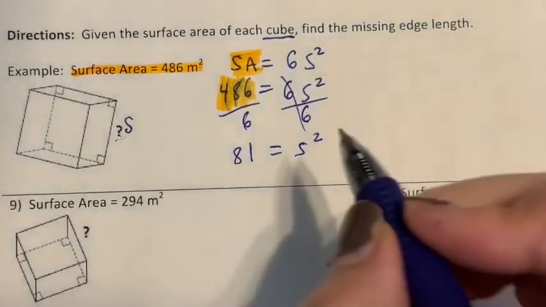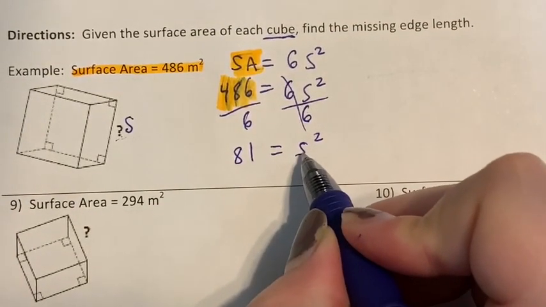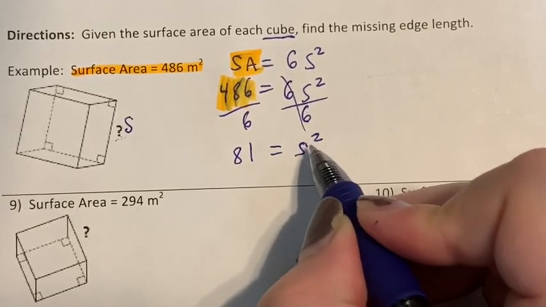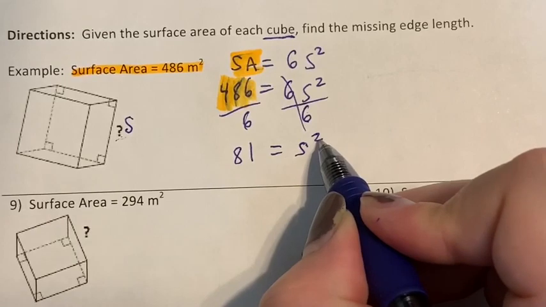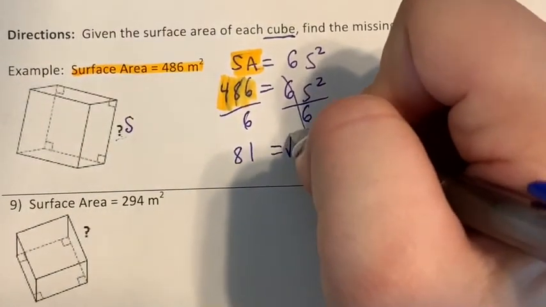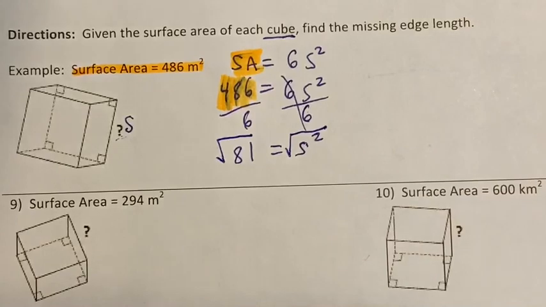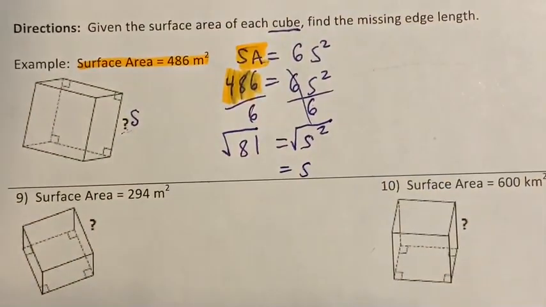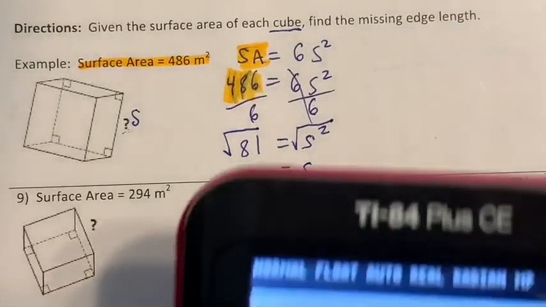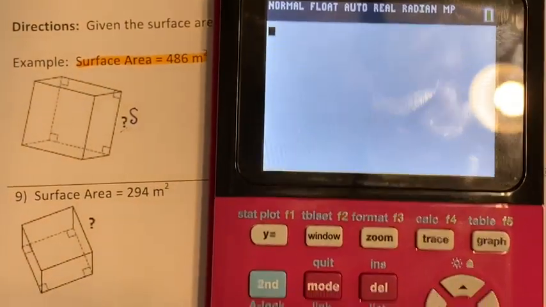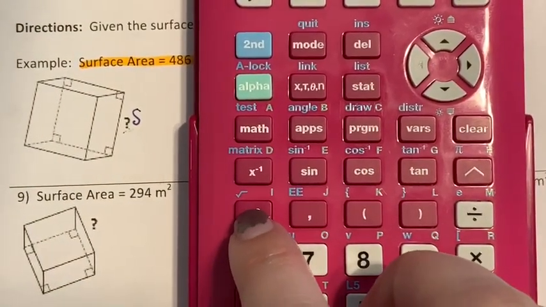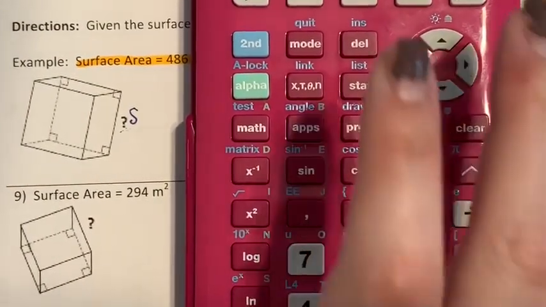And I'm almost done. I want to know what is the side length. I don't want the side length squared. So last trimester, we learned that when we want to undo something raised to the second power, we take the square root of both sides. Taking the square root undoes the squared. That would give us our S by itself. A lot of us can probably take the square root of 81 in our head, but if you can't, I'm using a TI-84 calculator, and the square root button is right here. You have to click second, and then it's the X squared button.